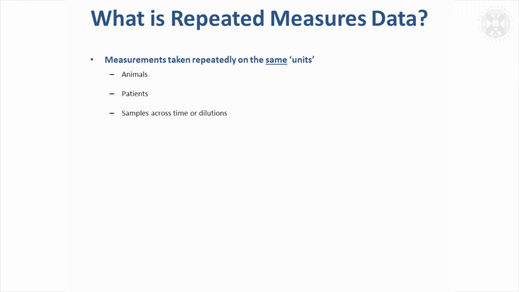The first few slides are just to be sure what is repeated measures data, what constitutes what I would call repeated measures data. So it's when you've got measurements that are taken repeatedly on what I'd call the same units. A unit might be an animal, it might be a patient. You might have different samples that you can measure from repeatedly. It's usually across time, but it could be across something else, such as different dilutions of the same sample, or some other way of repeating measurements that isn't time related.